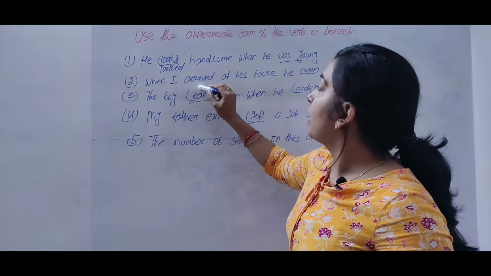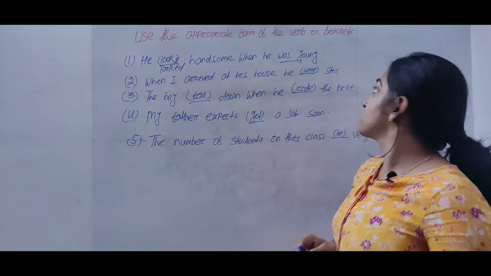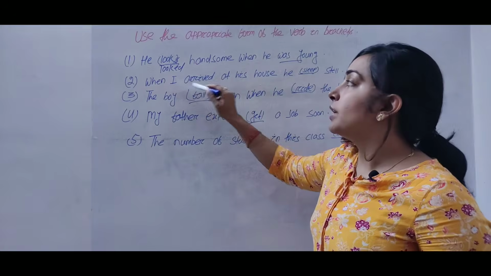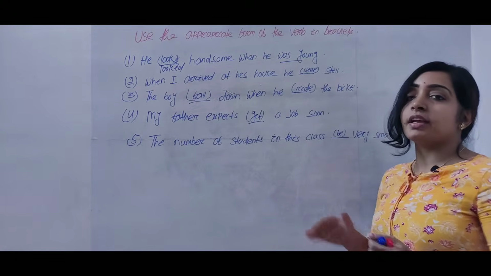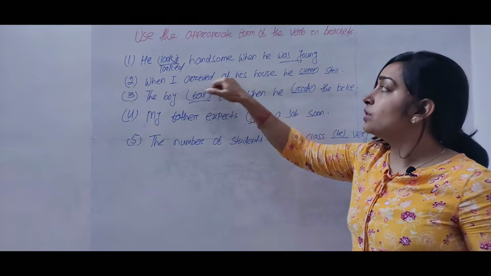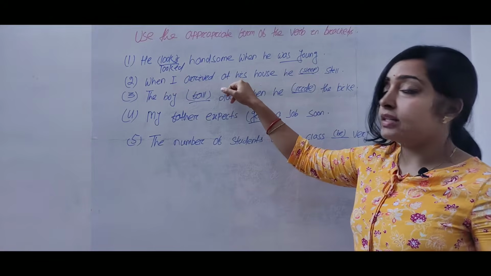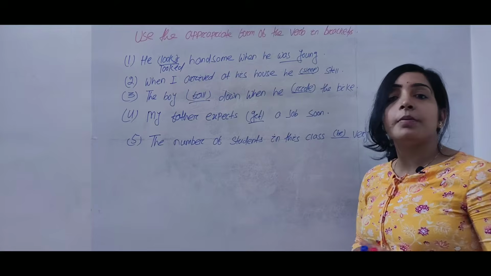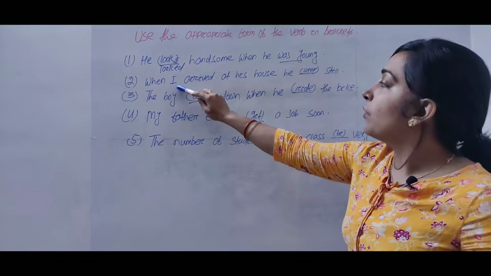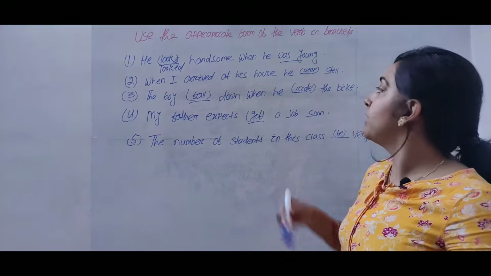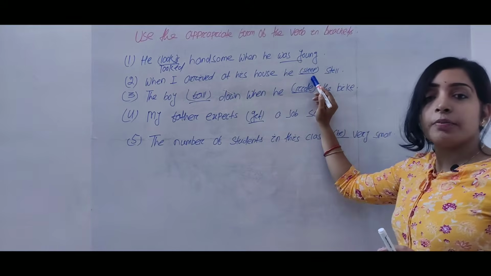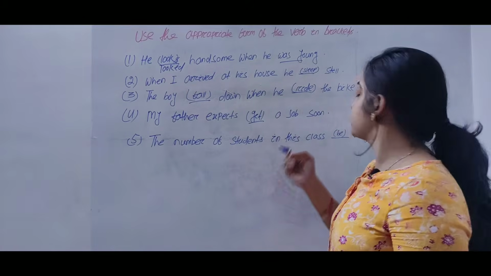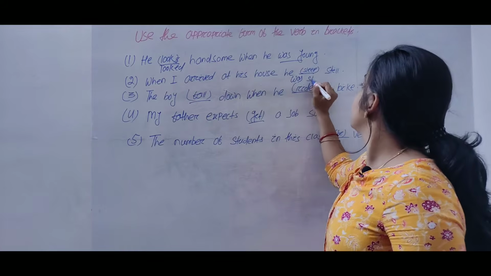Next sentence, when I arrived at his house, he sleep still. Here is one rule you have to remember. I have told that if the subject is taking two verbs, if the subject is doing two actions at a time in a sentence, you have to find out the first one; if it is simple past, then the other must be in progressive form. As we know, when I arrived, here simple past, then the other verb must be progressive. That means when I arrived at his house, he was sleeping still.